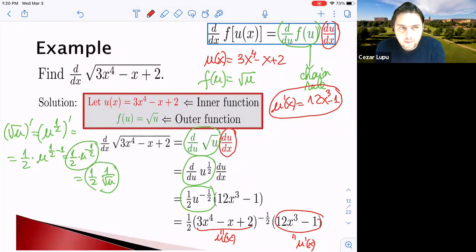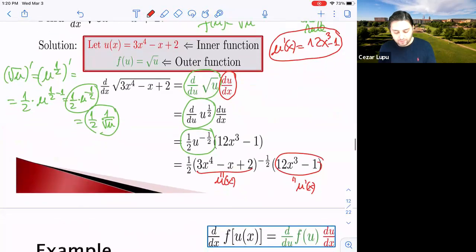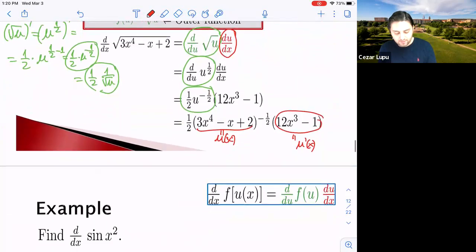Any questions about this example? Because we will continue with many examples. Okay, I hope it's clear. All right.